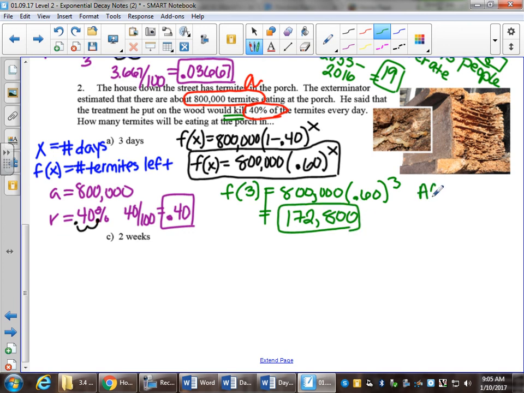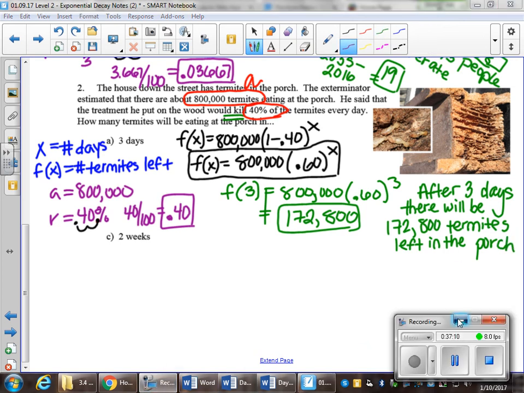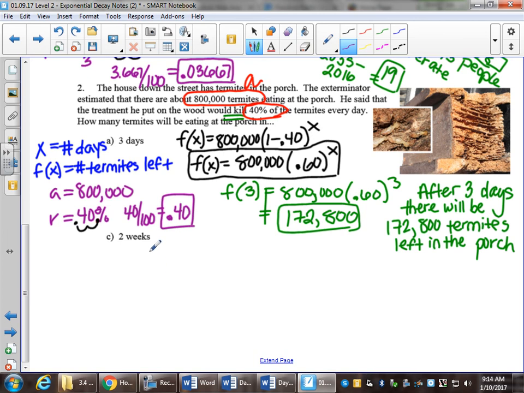As a sentence, after 3 days, there will be 172,800 termites left in the porch. Last part. This should say, I'm not sure why it says C, it should be B. That was A, this is B.